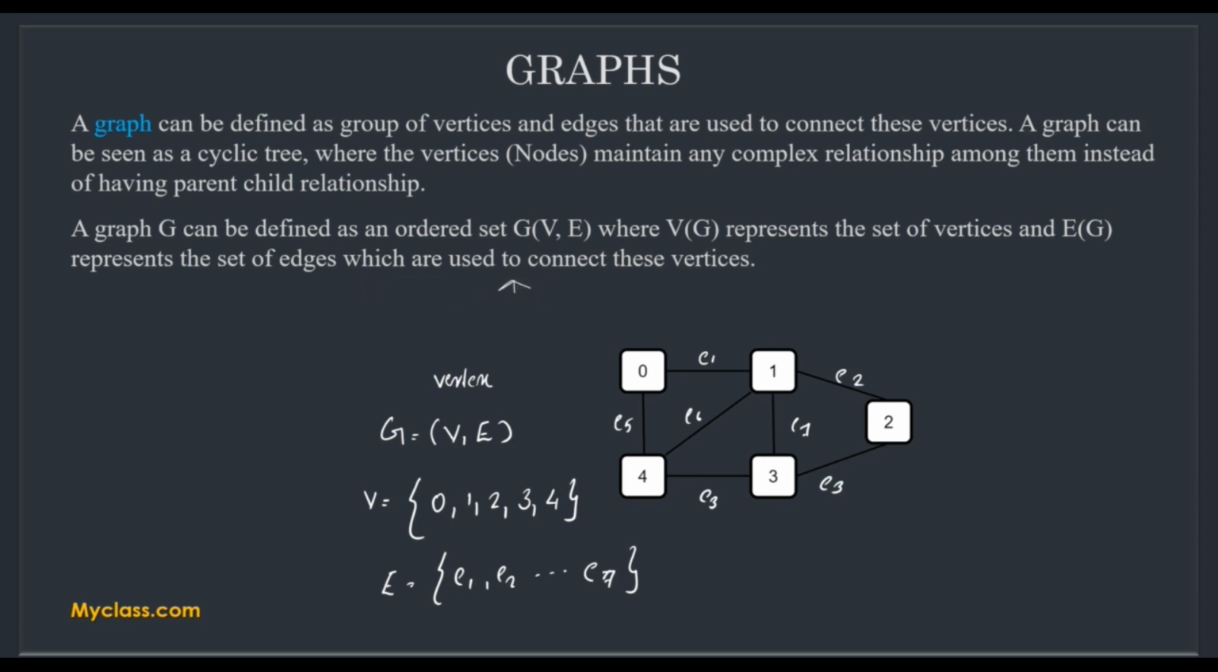Clear? So when we are considering a tree, this is a tree, is it? We can't find a cycle here, so we can't go from this node to this node in a particular way. That is not possible. But for a graph, it is possible. That is the main difference between tree and graph.